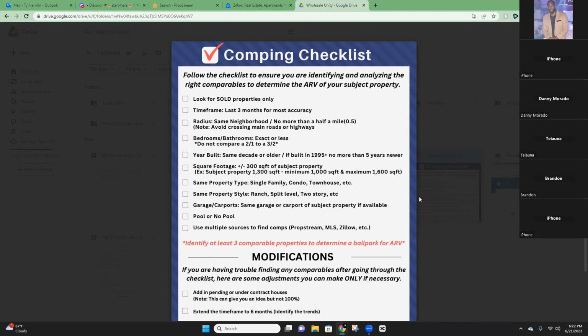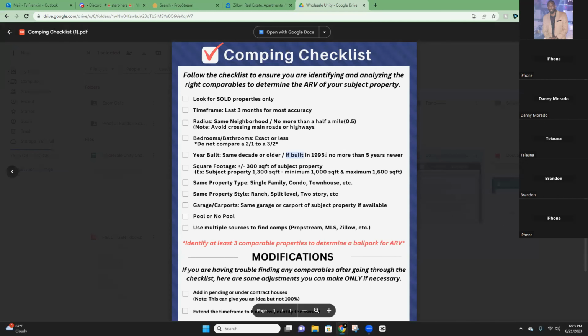Now, if it's not within the same decade, you can go plus or minus 5 years or something like that. So if it's a 1967, you can look at 1972, right? 5 years more, and then within the same decade. Does that make sense?